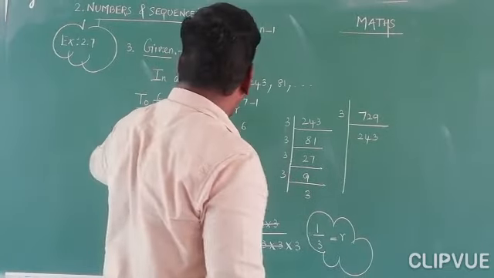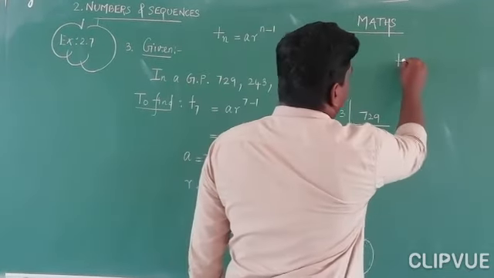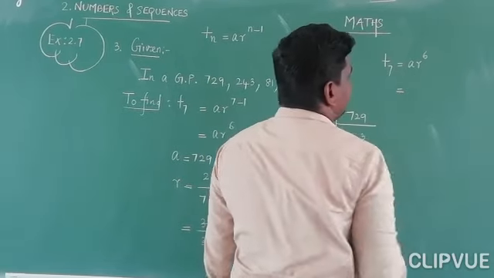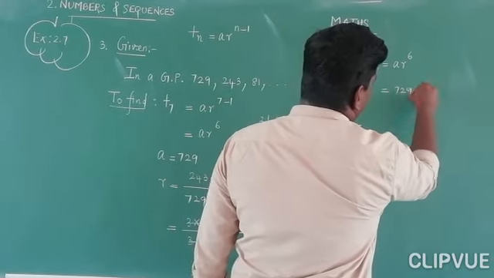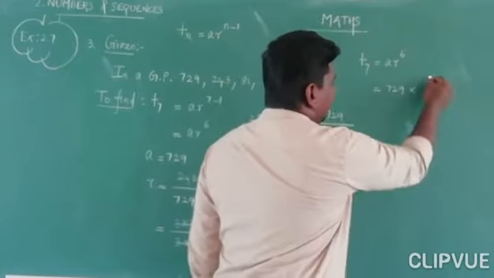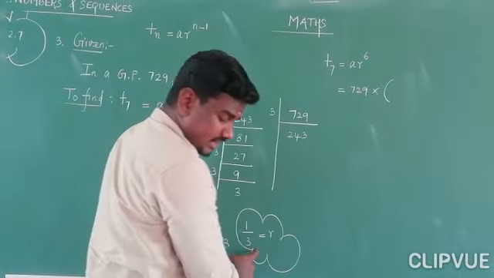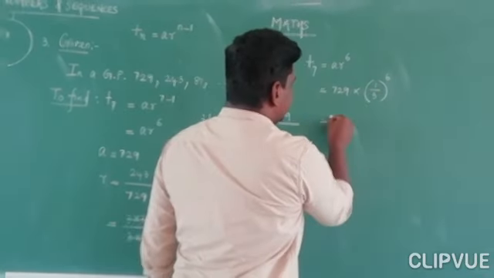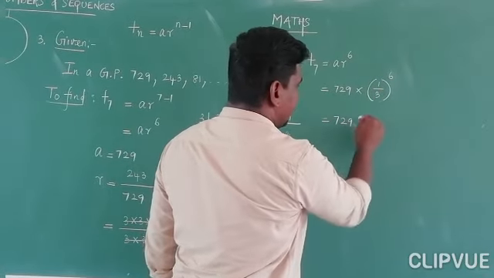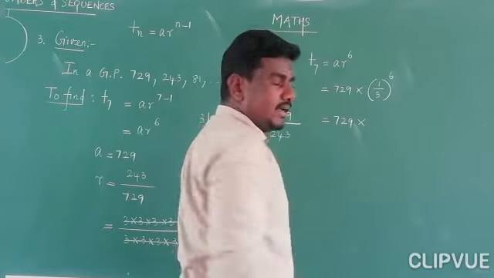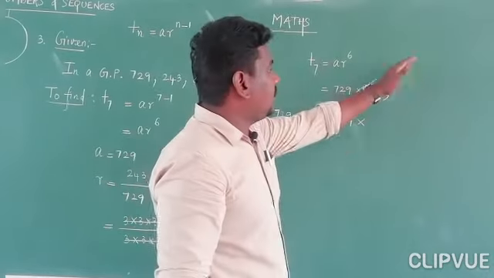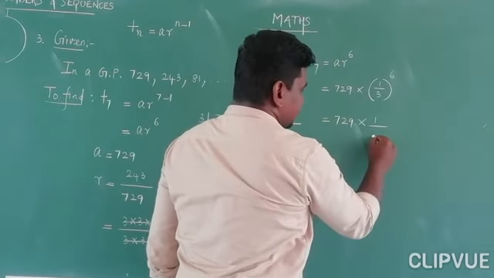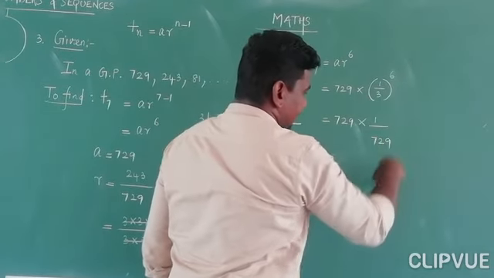Okay. So now we can find T7. So T7 is equal to a r power 6. What is a? That is 729 into r. What is r? 1 by 3. So 1 by 3 whole power 6. This can be written as 729 into 1 power anything is 1, you know that. 1 power 6 means 1. But this 3 power 6 can be written as 729.